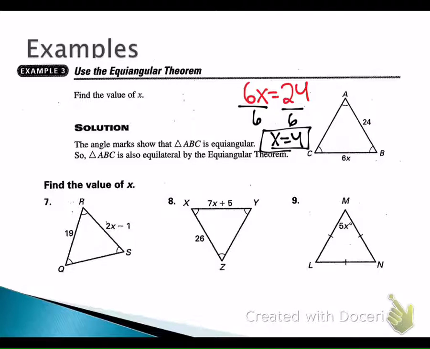All right, write the equations with me for the next 3 and solve them with me as I do them. So, same thing, number 7. All the angles are the same, so all the sides are what? The same. So 2x minus 1 is going to equal what? 19. Fabulous. How do I solve that? Add 1. Add 1. You are correct. X is going to equal 10.